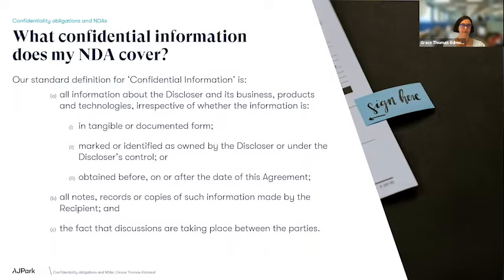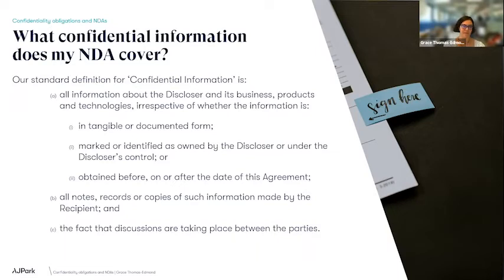And we say it's irrespective of whether it's marked or identified as owned by the disclosure or under the discloser's control. Some NDAs that are a bit more narrow would say they're only going to protect information that is marked as confidential or marked as the property of the disclosure. That means that, if you were the discloser, you have to make sure you are marking each piece of information as confidential or as protected by the NDA when you disclose it. And that gives you a much narrower scope of protection.